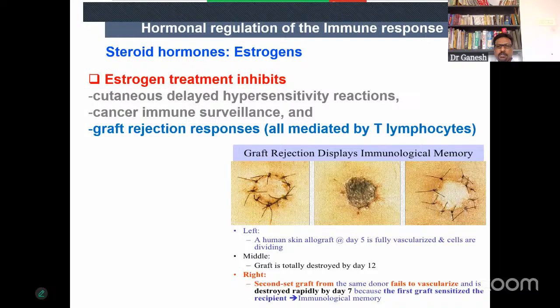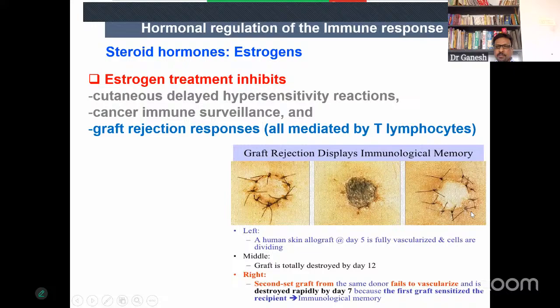In this picture, you will see a human skin allograft where on day 5 it is fully vascularized and the cells are dividing. But following those 12 days, there is a reaction. Our body is reacting to this allograft. This is called a graft rejection reaction, where the implanted, transplanted cells are being destroyed.